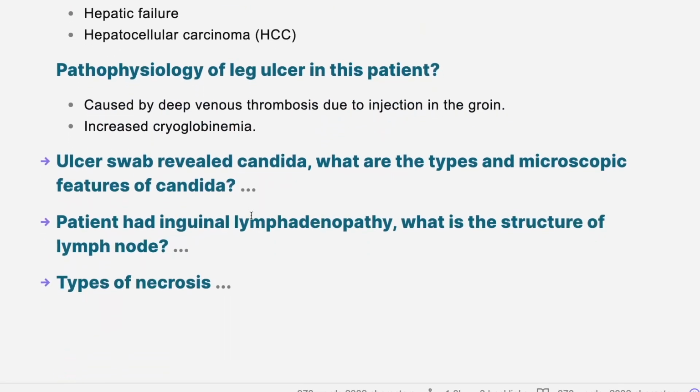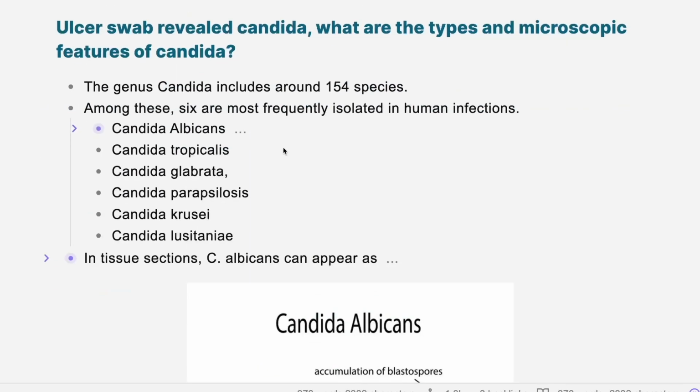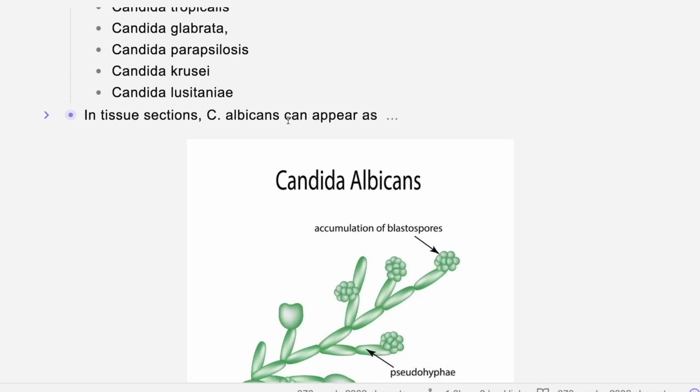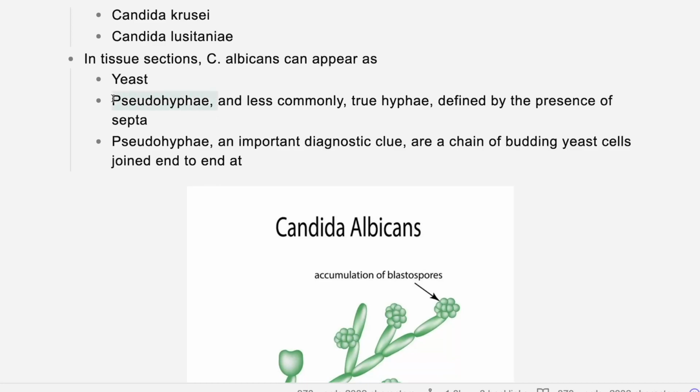Okay. The ulcer was swabbed and showed Candida. What are the types and microscopic features of Candida? There are multiple different types of Candida, over 150 different types. However, there are a few types, which are Candida albicans and Candida tropicalis, and these are honestly the only two that I remember, but there are other common types, which include Candida glabrata, parapsilosis, krusei, and lusitaniae. Candida typically has pseudohyphae, which is the typical characteristic microscopic feature of Candida.